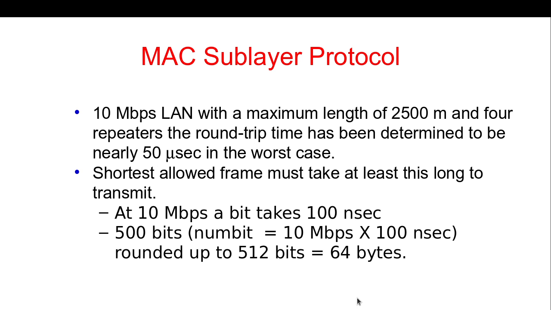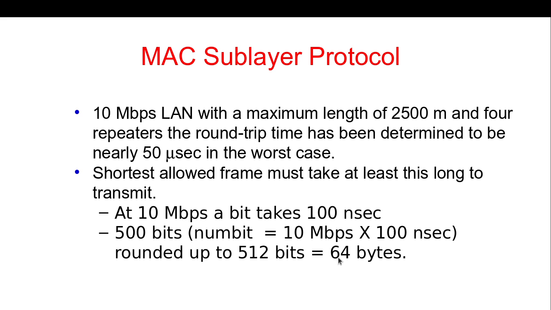For example, if a single bit takes 100 nanoseconds, there should be 500 bits, because 10 Mbps into 50 microseconds works out to 500 bits. As there are 500 bits, they are rounded up to the next complete size, that is 512 bits, which gives 64 bytes. So that's why the minimum length of 64 bytes was required in this MAC sublayer protocol.